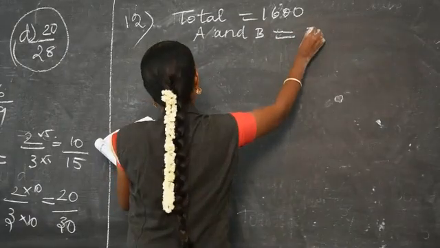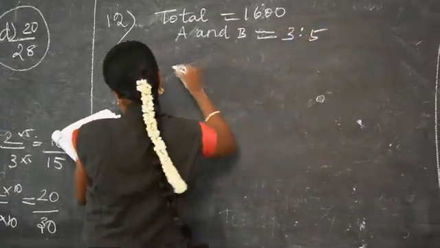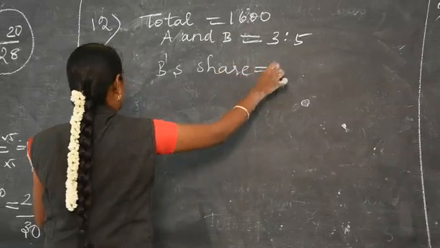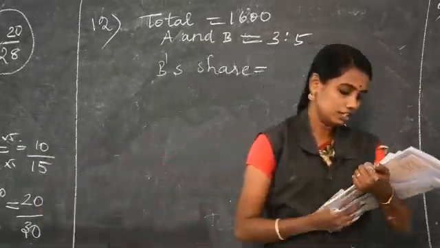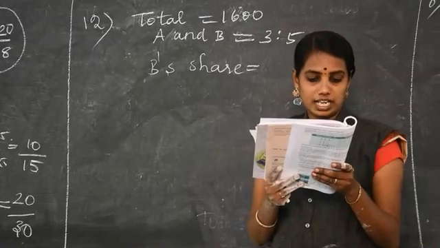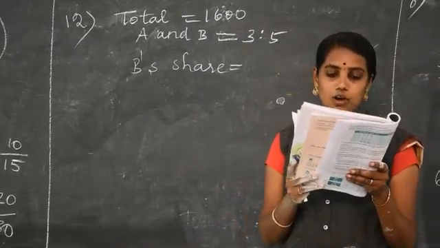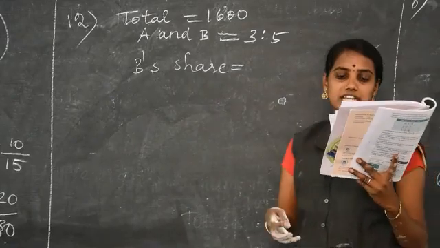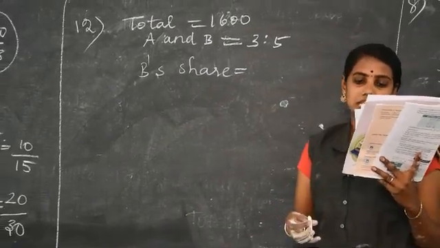The ratio of A and B is 3:5. Find B's share. Okay, go for the question. If 1600 is divided among A and B in the ratio 3:5, then find B's share.